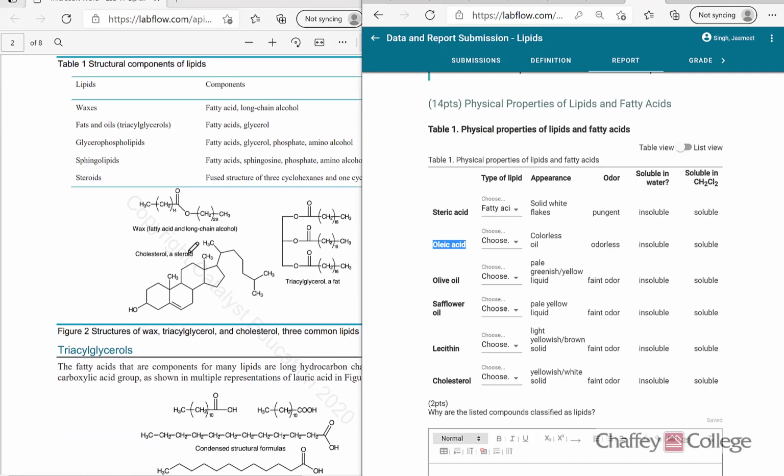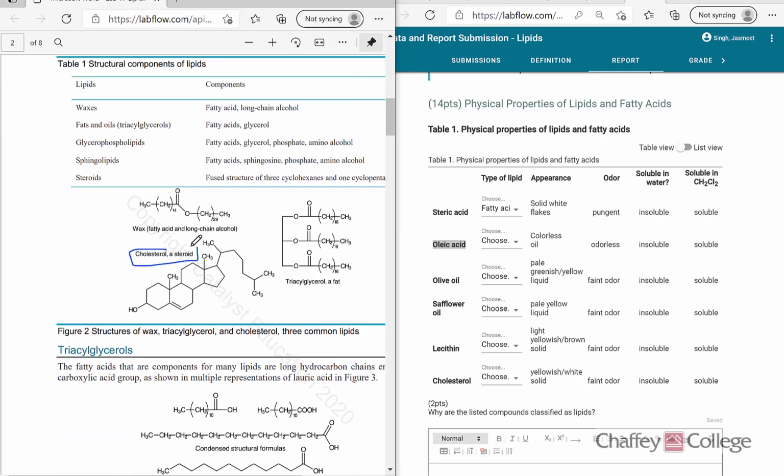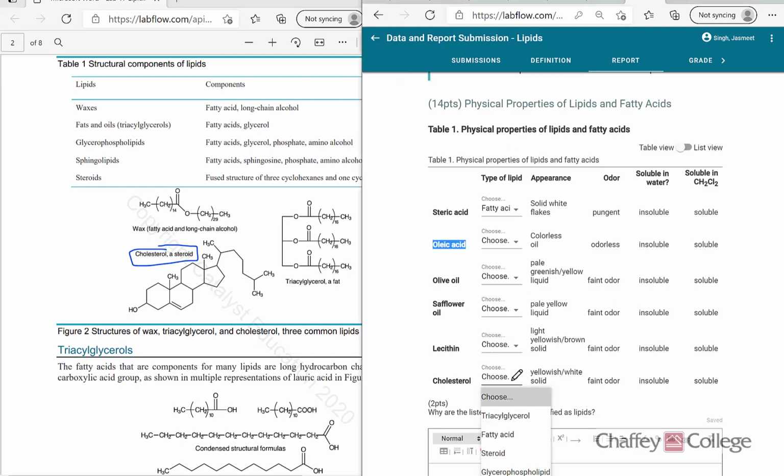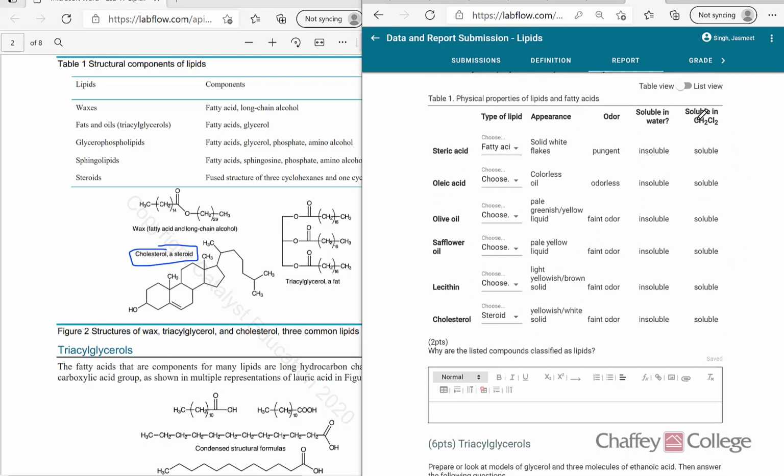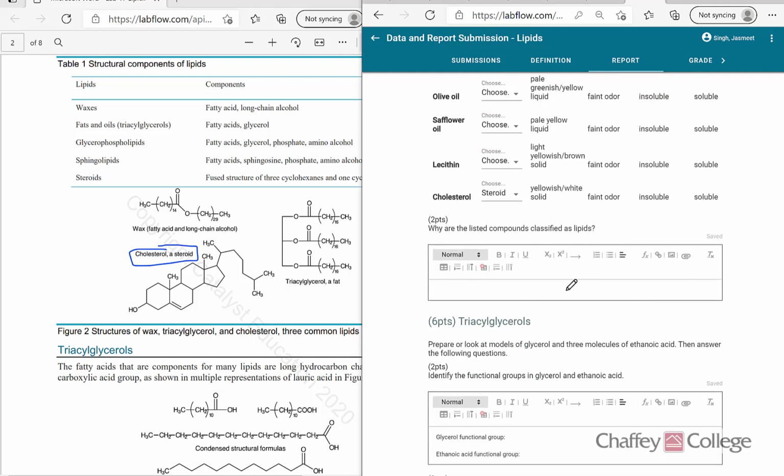For example, you can see cholesterol is a steroid, right? So for cholesterol you will select steroid. Choose appropriately what type of lipid it is. The next question is, why are the listed compounds classified as lipids? As we learned, lipids are substances which are insoluble in water but soluble in non-polar solvents such as dichloromethane, which is shown here. That's the reason why these are classified as lipids.